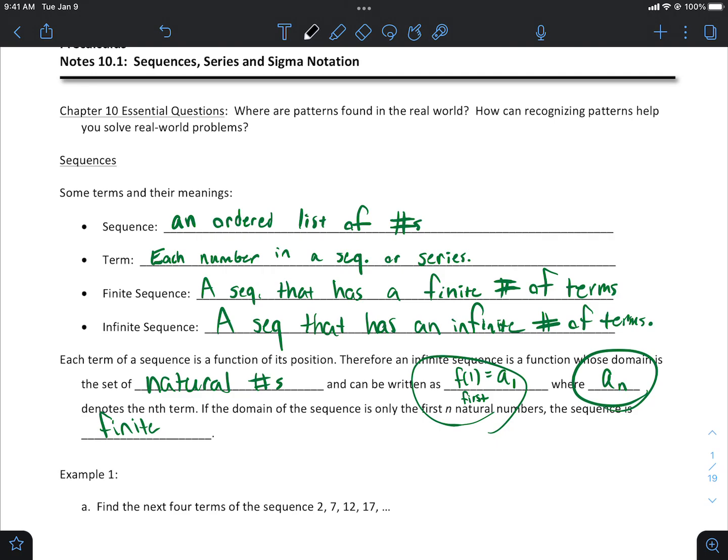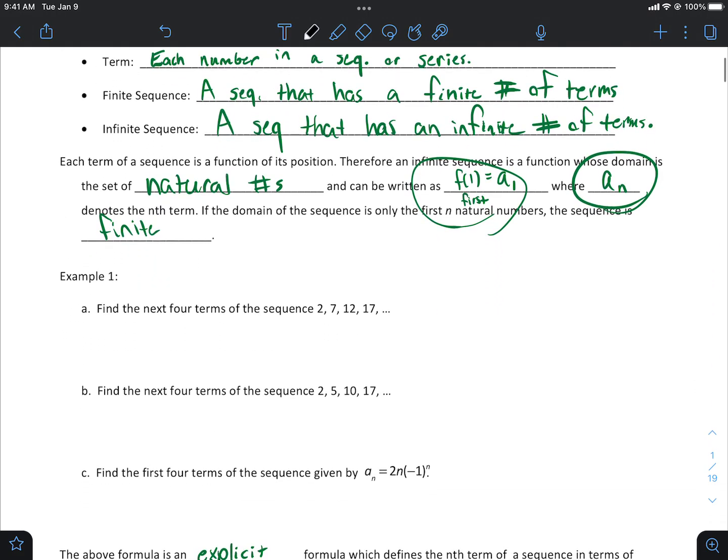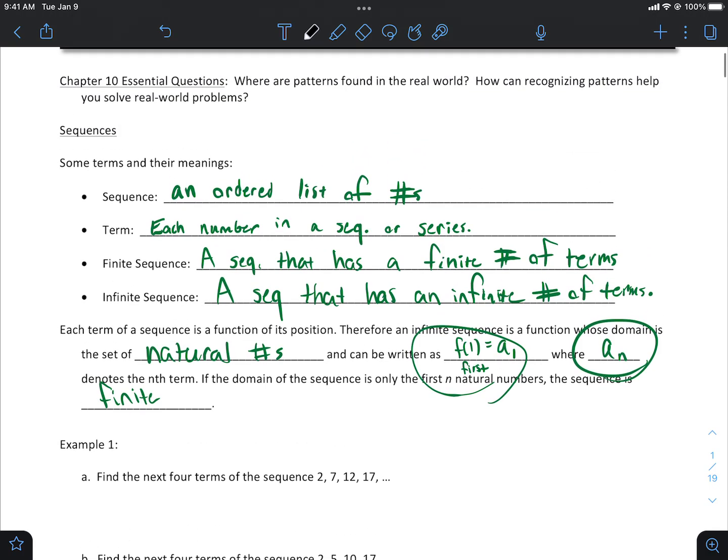All right, today we've got 10.1. We're going to talk about sequences, series, and sigma notation. Essentially, a sequence is an ordered list of numbers. Usually, there's some type of pattern to them, more times than not. Each of the individual things in the sequence, we're going to call the terms.